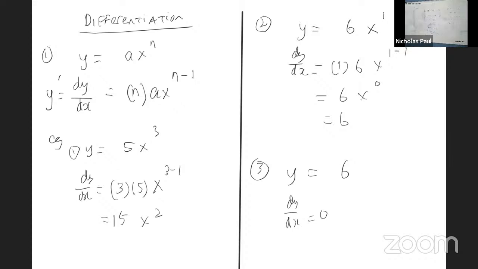All right, so you bring down the power, you minus 1 from the power. That's basically how you differentiate. The differential of a constant is 0. The differential of 6x is simply 6. Copy down. Let's go again.